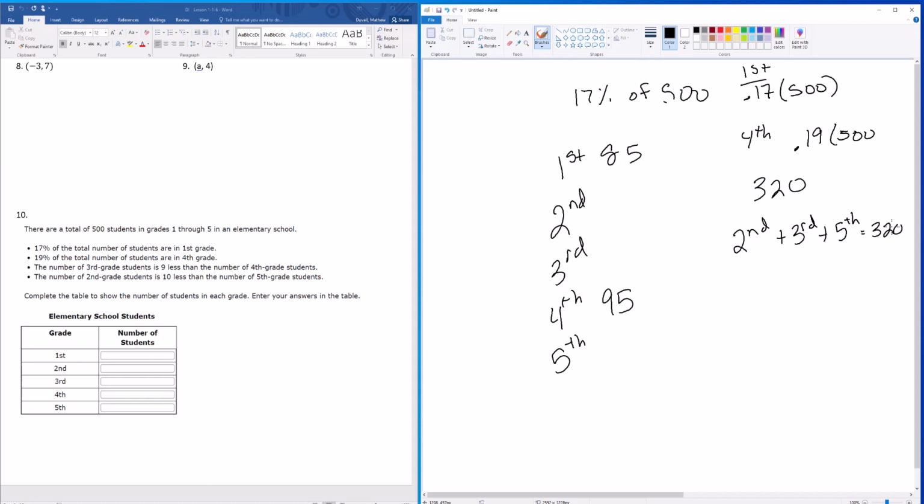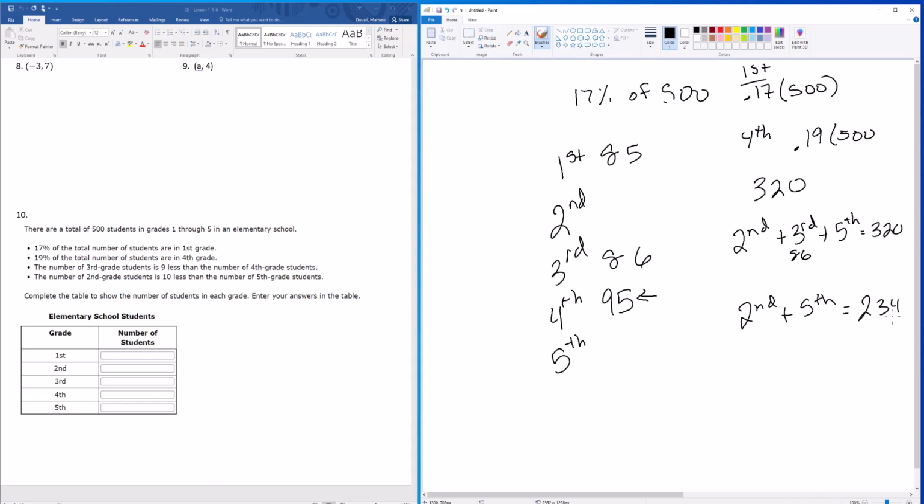So it says the number of third graders is 9 less than the number of fourth graders. Well, I have the number of fourth graders. So the number of third graders is 9 less than 95. So minus 9, you get 86. So the number of second graders plus the number of fifth graders, if I subtract 86 on both sides, that's going to be 234.